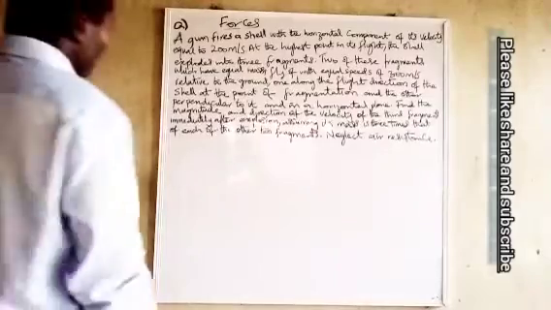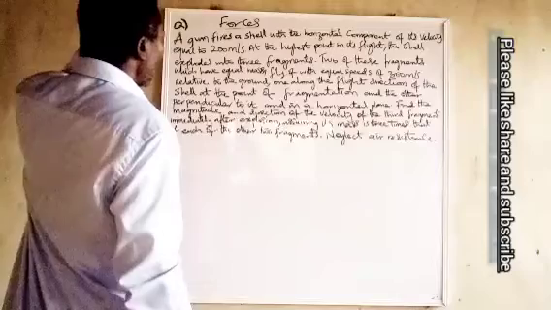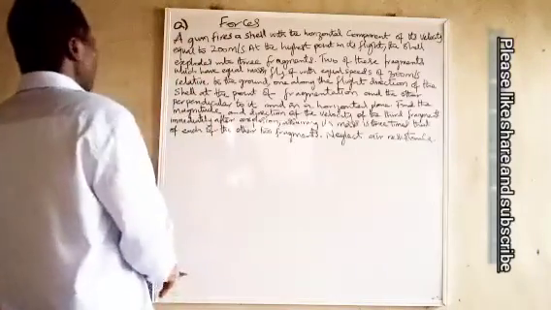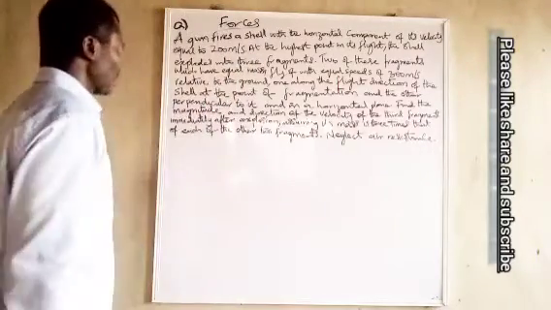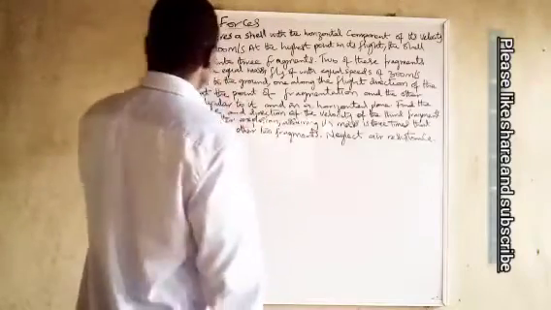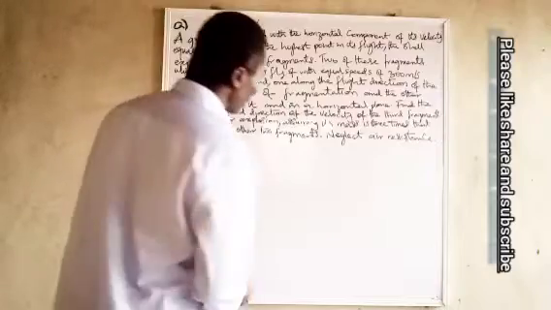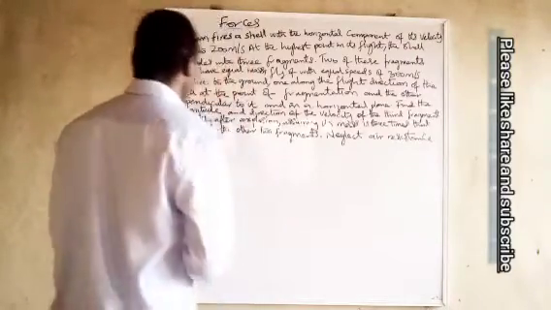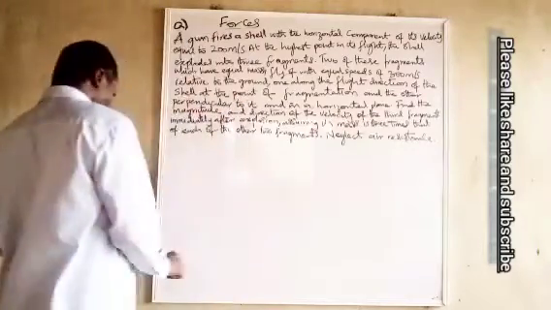A gun fires a shell with the horizontal component of its velocity equal to 200 meters per second. At the highest point in its flight, the shell explodes into 3 fragments. 2 of these fragments, which have equal mass, fly off with equal speeds of 300 meters per second relative to the ground, 1 along the flight direction of the shell at the point of fragmentation, and the other perpendicular to it and in a horizontal plane. Find the magnitude and direction of the velocity of the third fragment immediately after the explosion. I'm assuming its mass is 3 times that of each of the other 2 fragments. Neglect air resistance. So what do we have?